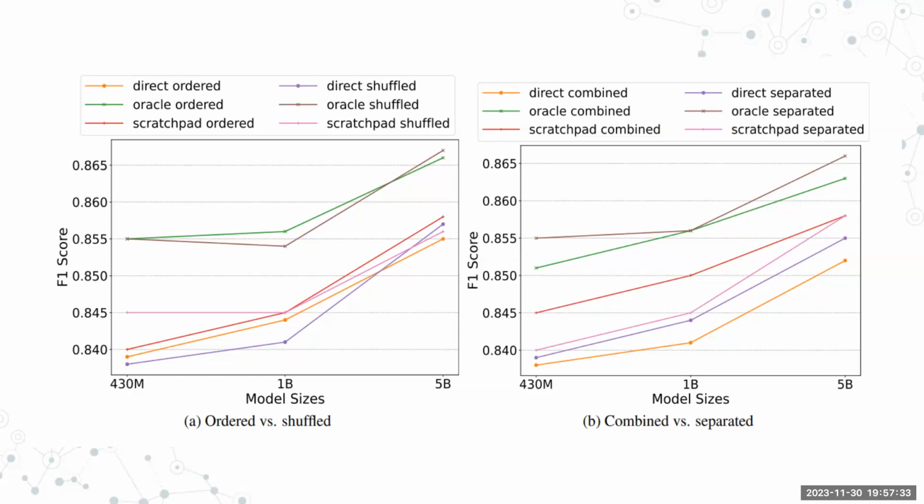Meanwhile, Figure B tells us about the effectiveness of mixing prompting strategies. We fine-tune models using combined training samples from three prompt types, such as direct, scratchpad, and Oracle. Combined training appeared helpful for the scratchpad approach, while separate training yielded better results for direct and Oracle predictions.